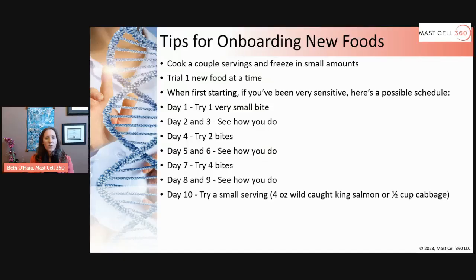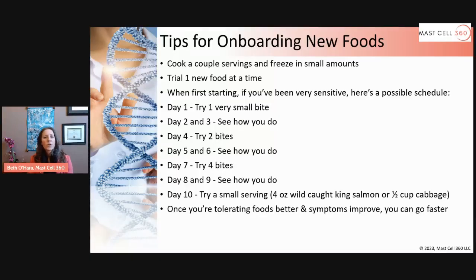And then day 10, you're going to try a small serving. That might be 4 ounces of some king salmon or half a cup of cabbage, whatever you're going to try. And then once you're tolerating foods better and your symptoms improve, you can go faster. Or if you're not really sensitive, you may not have to go this slowly. But your body will guide you in the pace that you need.